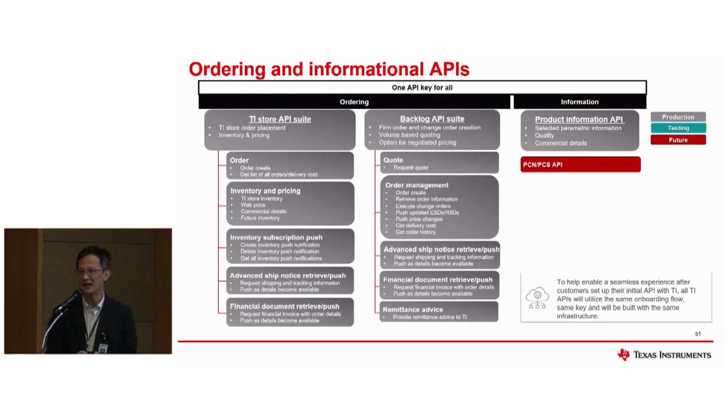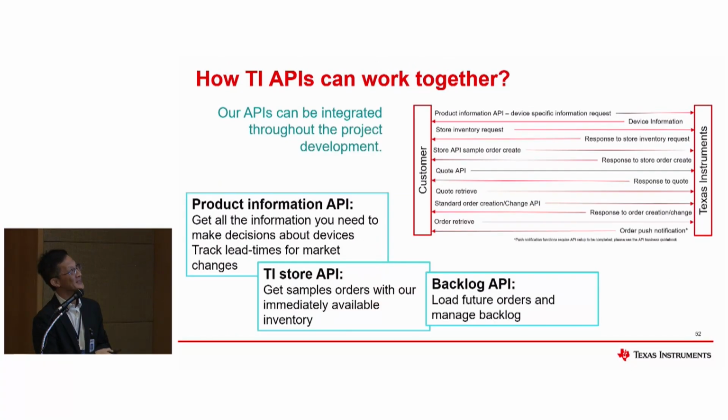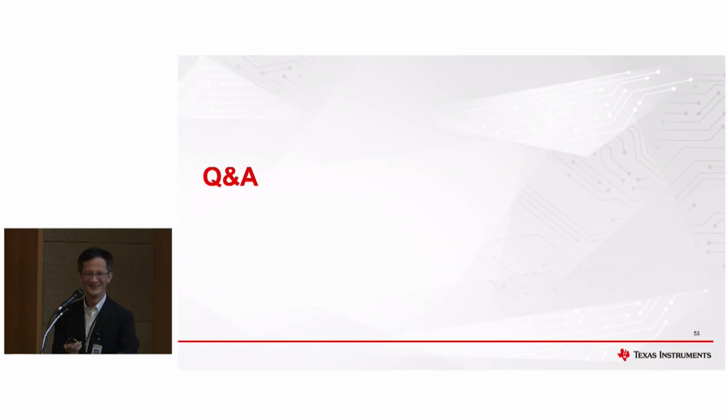Okay, so I hope you guys right now can at least get to know what is API from TI. So this is just a summary of what I mentioned. The 3 API areas we are looking at: product information, TI store, as well as the backlog API. Okay, so that's the end of my presentation. So, any questions?